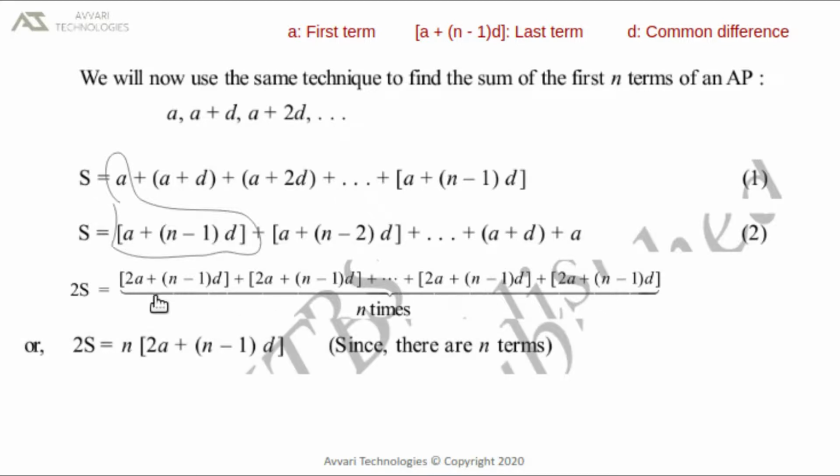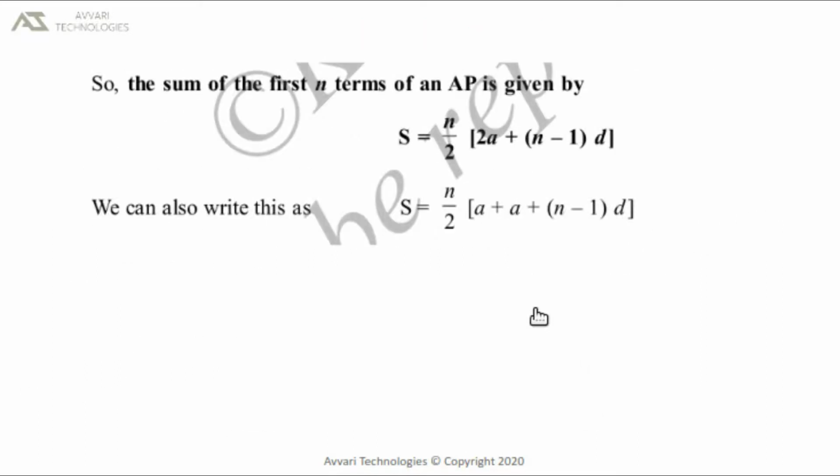Now we can factor out 2a plus n minus 1 D. Since there are n terms, we can write the equation as 2s is equal to n times 2a plus n minus 1 into D. Now divide both sides of the equation by 2. So s becomes n divided by 2 into 2a plus n minus 1 into D. So the sum of first n terms of an arithmetic progression is given by s is equal to n by 2 into 2a plus n minus 1 into D.